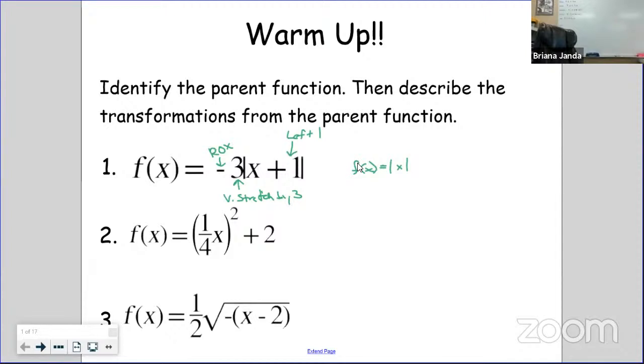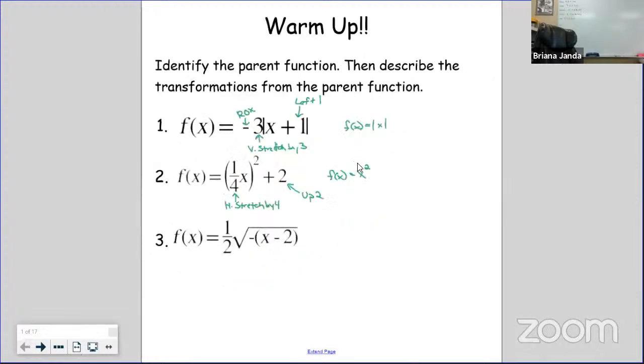Same thing here, our parent function would have just been x squared. This one's a little bit trickier as far as the inside outside, but easy to see because this is all in the 1/4 is inside. So inside we think opposite is a horizontal, and this one would again be a stretch by reciprocal. Outside is what we think it is, up 2.